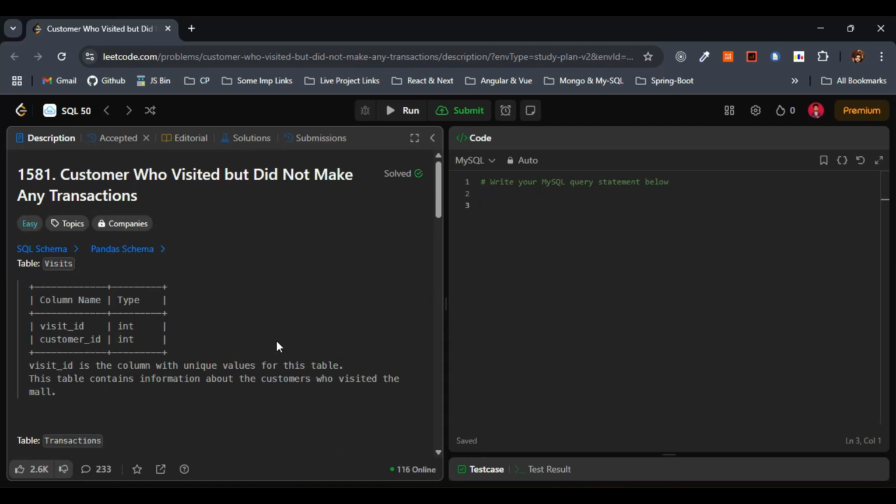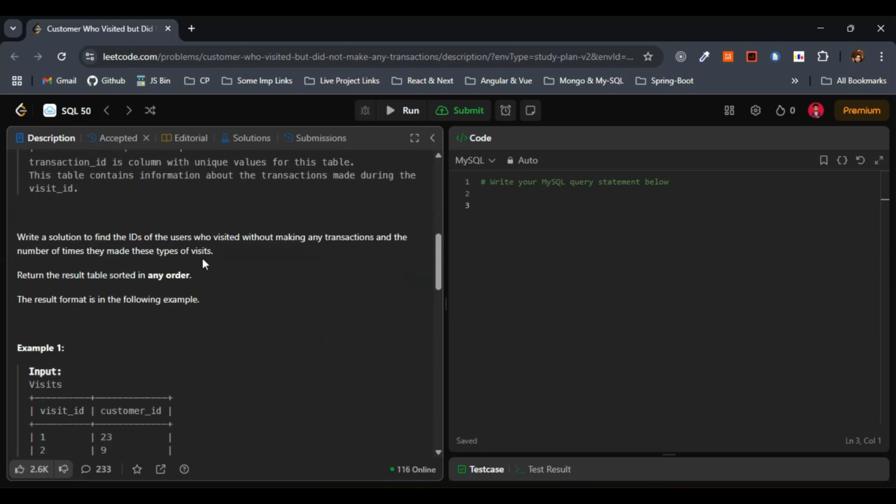I hope the question is completely clear. What we need to find here is the customers who visited the mall but did not make any transaction, and count the number of such visits for each customer.